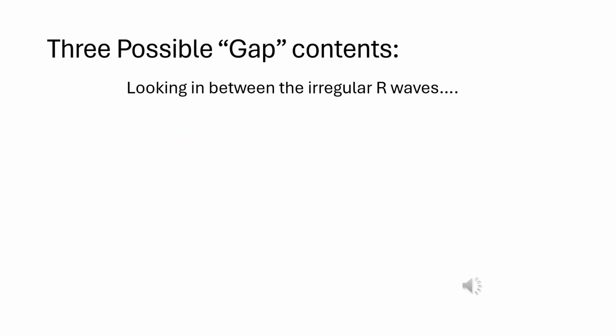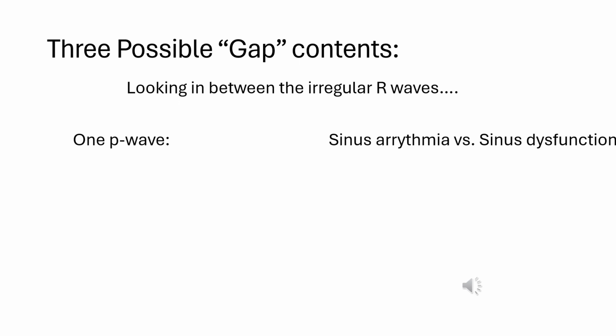But let's return to the gap, a break in R wave regularity. There are basically three possible gap contents, and they have limited associated differentials. If there's just one P wave in a moderate gap and it looks like it's conducted, you're probably dealing with sinus arrhythmia. If there's a bigger gap, consider sinus dysfunction. Also consider first degree AV block, but that's more about a gap between the P wave and the QRS.